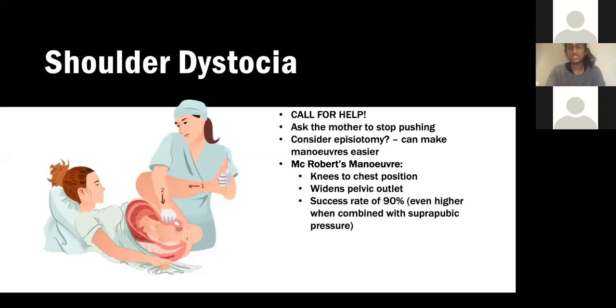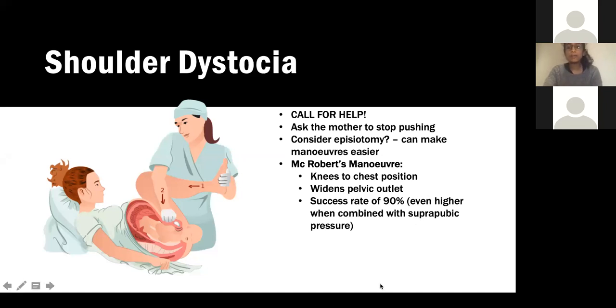But the thing that you want to do is McRoberts maneuver. So it's knees to chest or hyperflexing the legs. And basically what it does is it widens the pelvic outlet because it's a bony problem, because the baby's anterior shoulder gets stuck behind the pubic symphysis. So actually hyperflexing the legs increases the outlet. So it gives you more space.